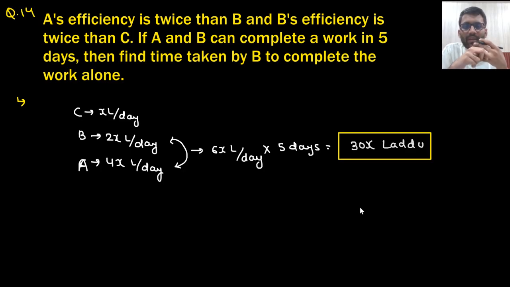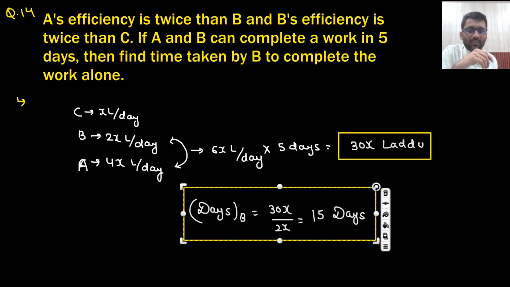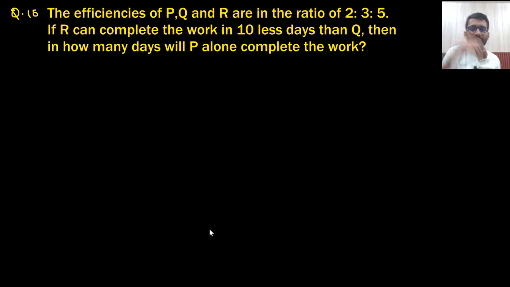Find the time taken by B to complete the work. So B is eating 2x laddu per day. So how many days will B take? B is eating 2x laddu per day. The total job is eating 30x laddu. So B will take 15 days. So this is the time. Well and good. Let's see the next one.